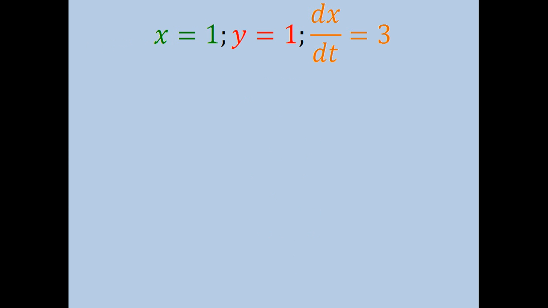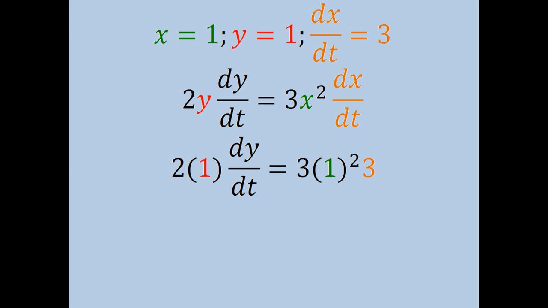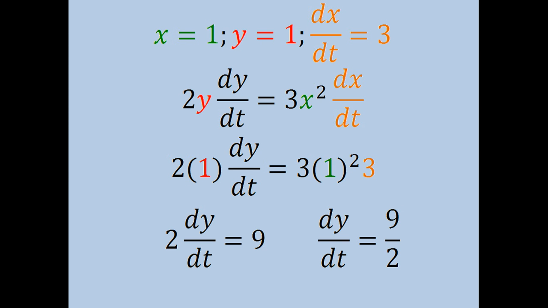Now we have 3 parts. x equals 1, y equals 1, and dx/dt equals 3. Now we can use all of these in our differentiated function. So we plug those in, and we have 2 times dy/dt equals 9. Now divide that by 2, and we have dy/dt equals 9 halves, which is the answer to our problem.